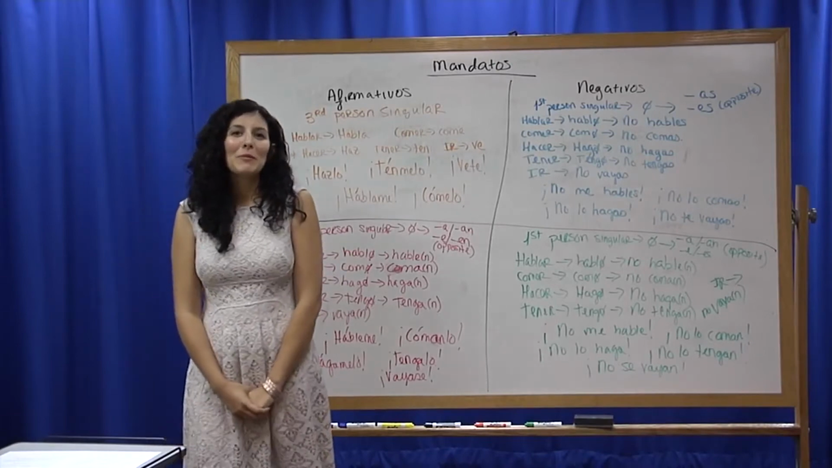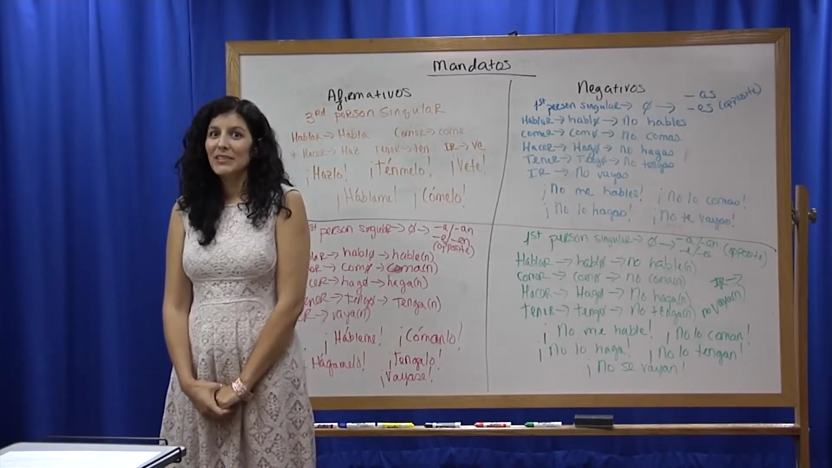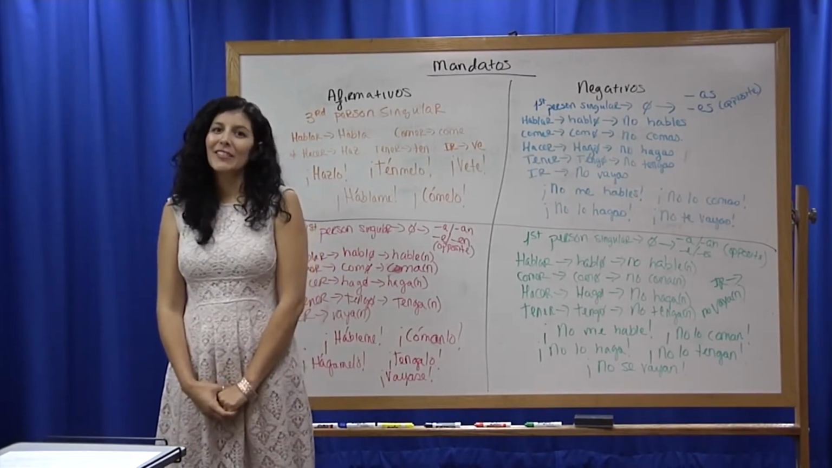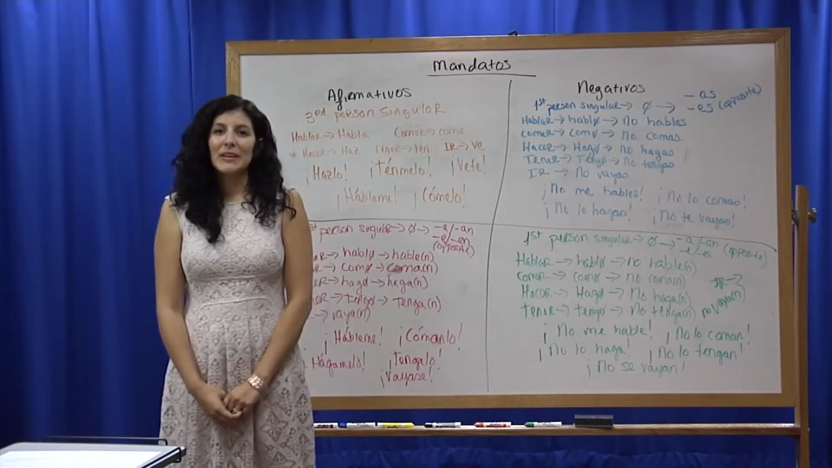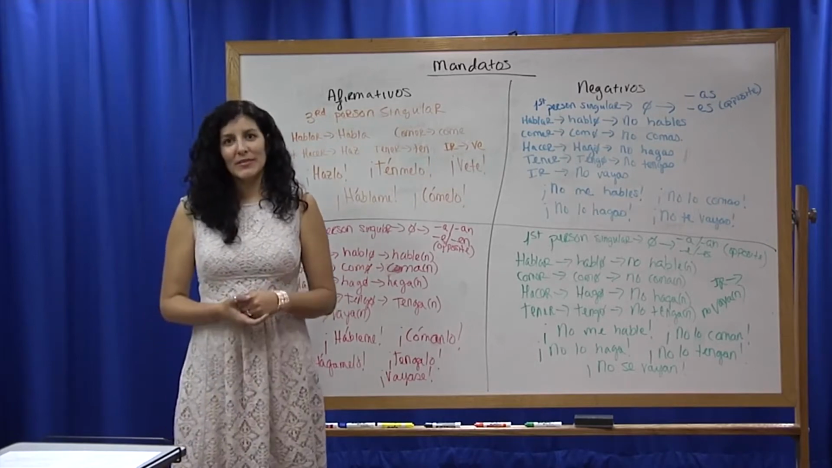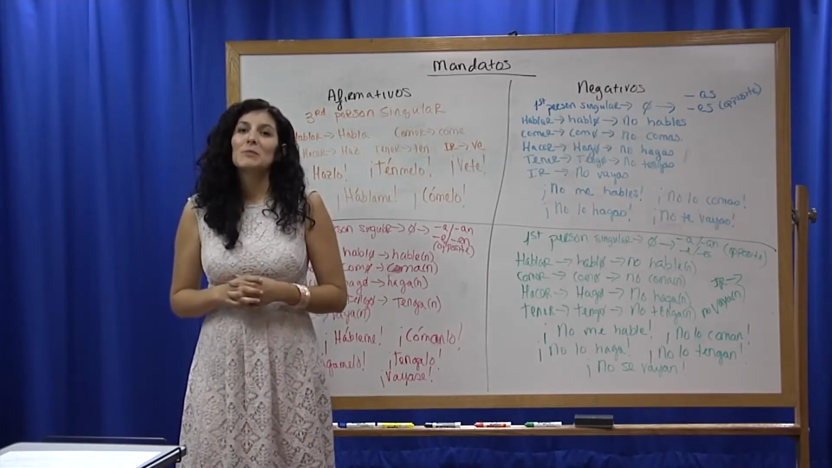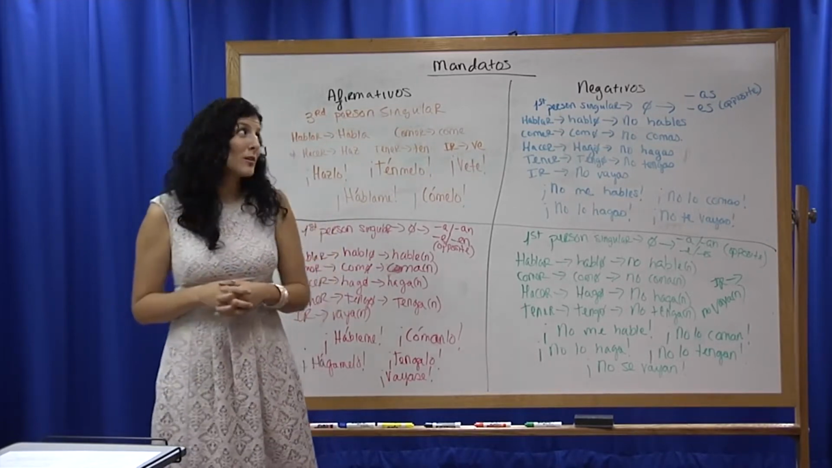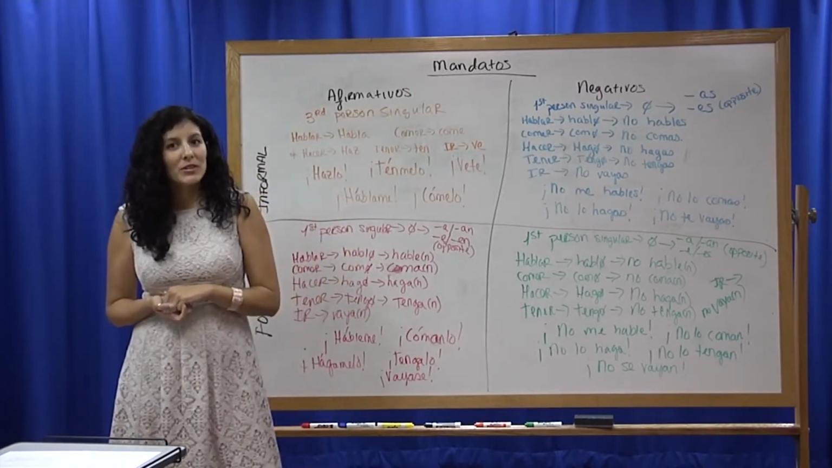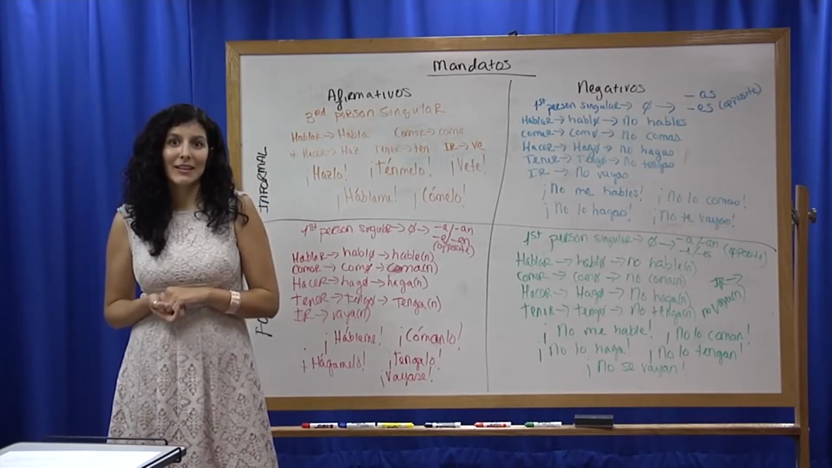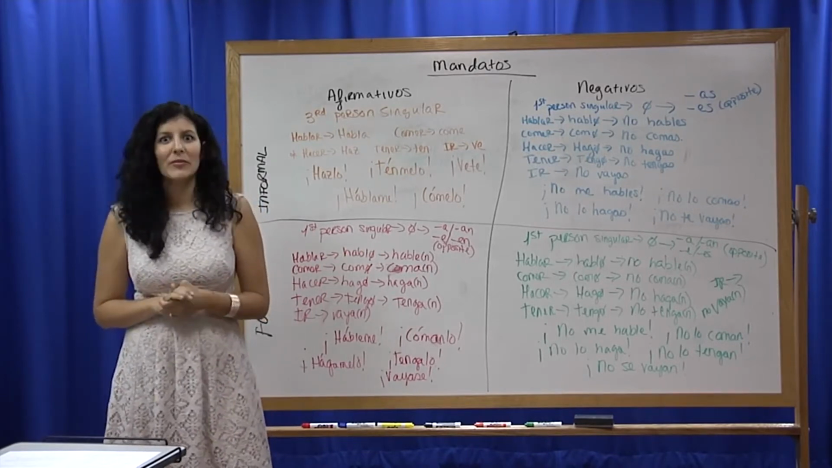All right, now you may remember from Spanish 1 that we learned how to give commands. In English, of course, we give commands all the time. Do this, go here, be here, take this, for example. And we do this all the time. In Spanish, you can also give commands, and we call these mandatos. Now, in Spanish, though, there are 4 different types of commands, unlike in English. So that's going to be the subject of our video today.